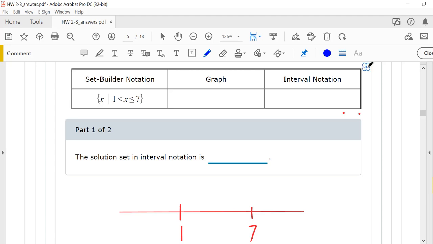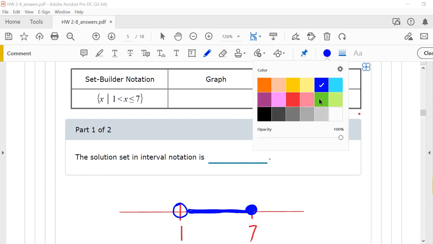And then 1 less than x, so this is going to be an open circle. x less than or equal to 7, this is going to be a closed circle. I want everything in the middle. That's the graph. Now the solution set using interval notation.